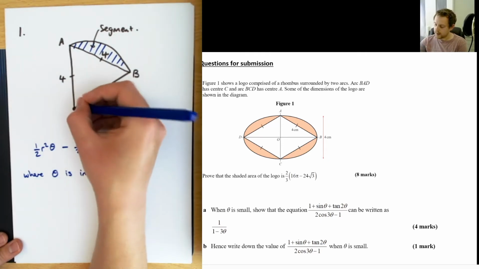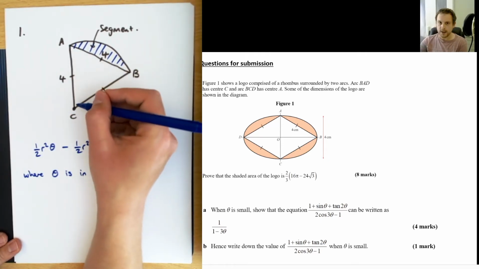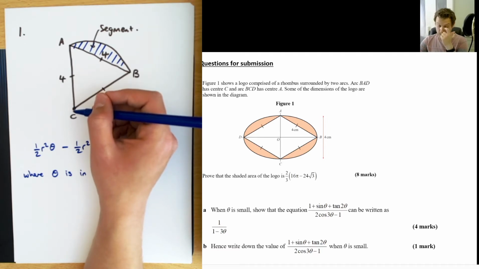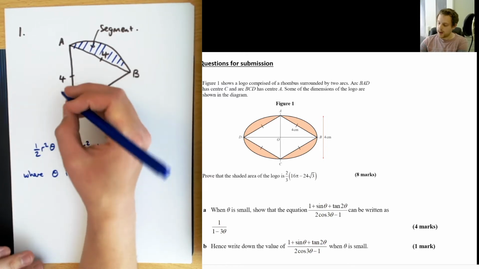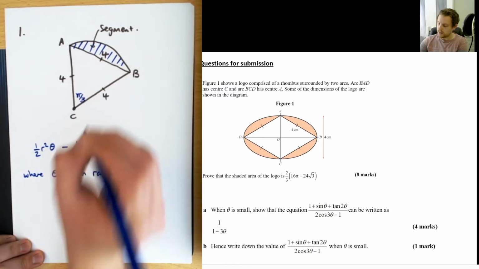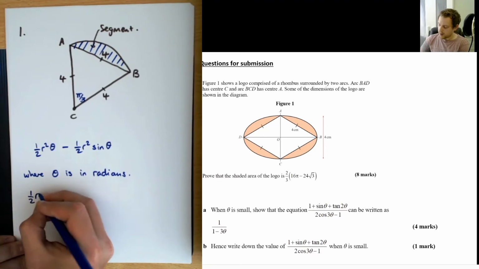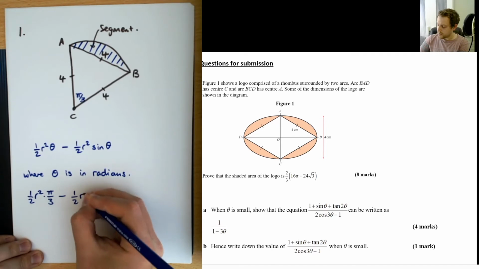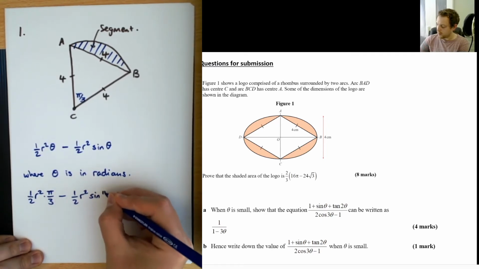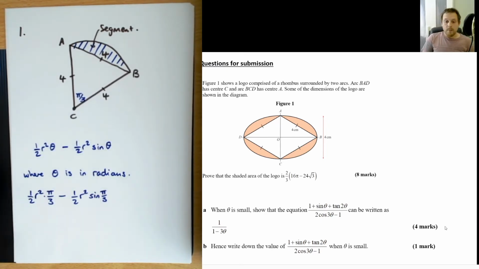So I guess in an equilateral triangle, that angle is 60 degrees. Now 60 degrees is a third of 180, so that's a third of pi, so that's pi on 3 there. So I'm going to have a half r squared times pi by 3 minus a half r squared times sine of pi by 3. Now maybe I've forgotten my exact trig values. Sine 60 is root 3 on 2, isn't it? So that's what sine of pi by 3 is.